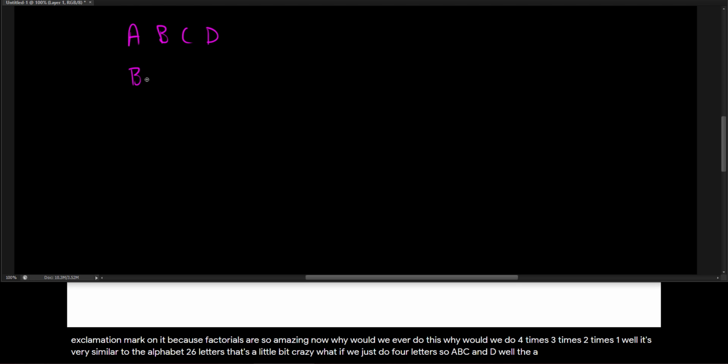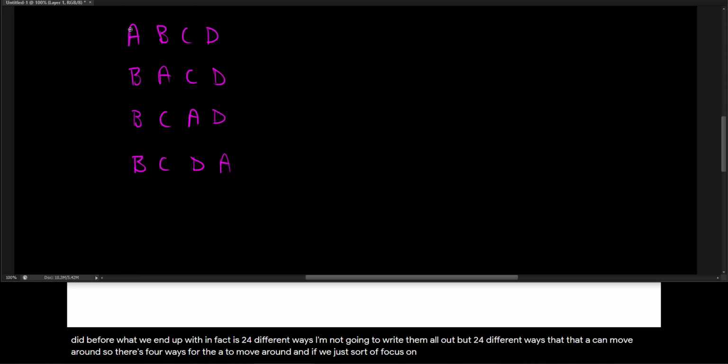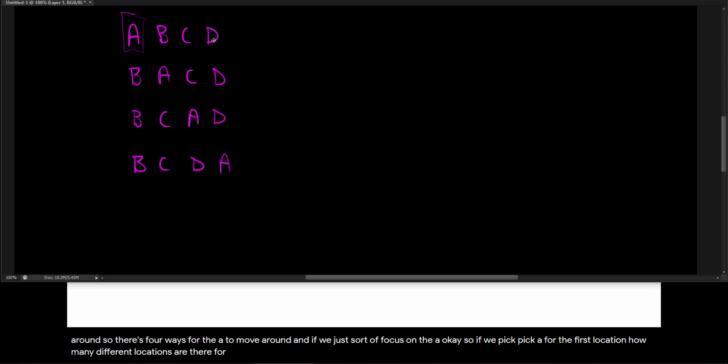Well, the A can move around just like it did before. What we end up with, in fact, is 24 different ways. I'm not going to write them all out, but 24 different ways. So there's 4 ways for the A to move around. And if we just sort of focus on the A, so if we pick A for the first location, how many different locations are there for the rest of them? Well, there's 3 locations for the B. And if I put the B here, now there's 2 locations left for the C and the D.